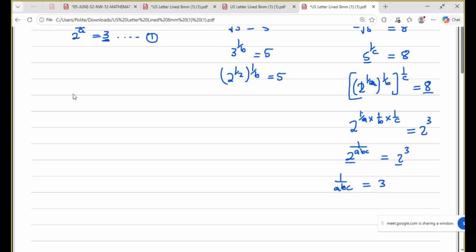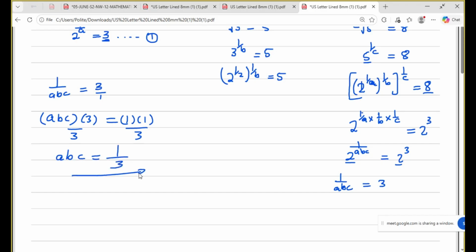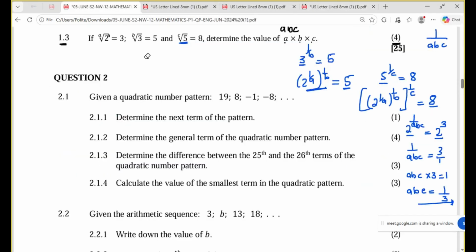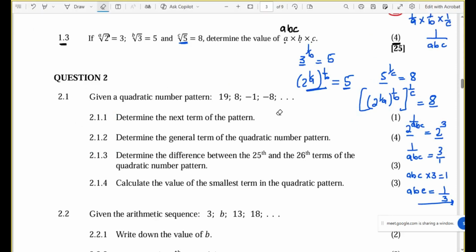So from there, 1 over abc is equal to 3. I can say the 3 is over 1 because I need to solve for abc. So I'm going to cross multiply. This will be abc multiplied by 3 equals 1 multiplied by 1. Divide both sides by 3. This gives me the product abc to be 1 over 3. That's the answer, because the question said they want you to find the product of a, b, c.